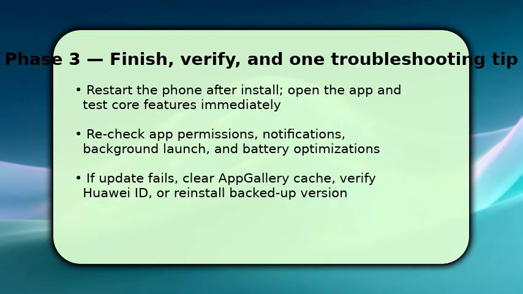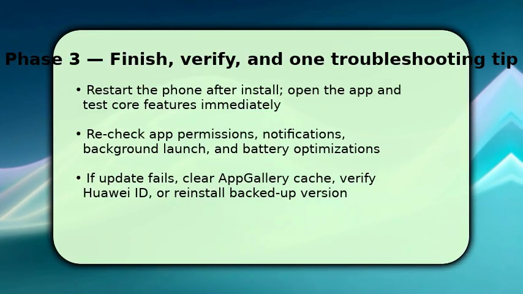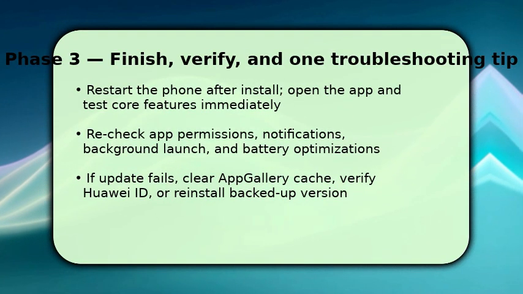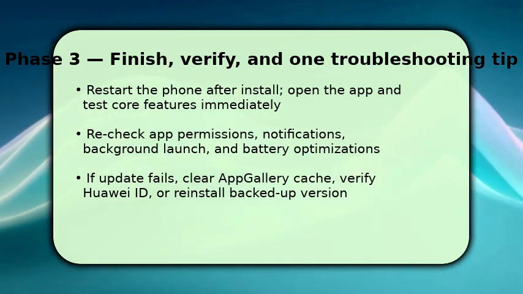Complete the process by restarting your device, which finalizes library linking and clears transient locks. Then open the app and test key functions like login, syncing, and push notifications. Make sure app permissions and background launch settings allow expected behavior.